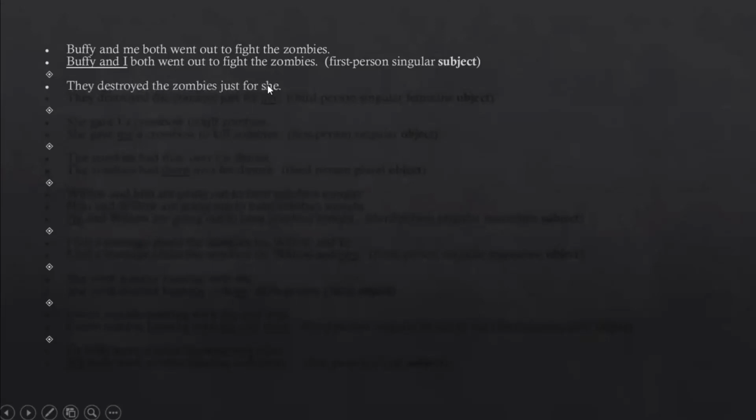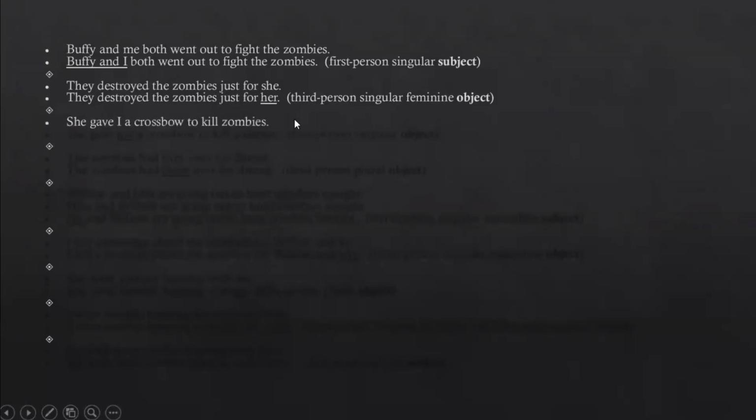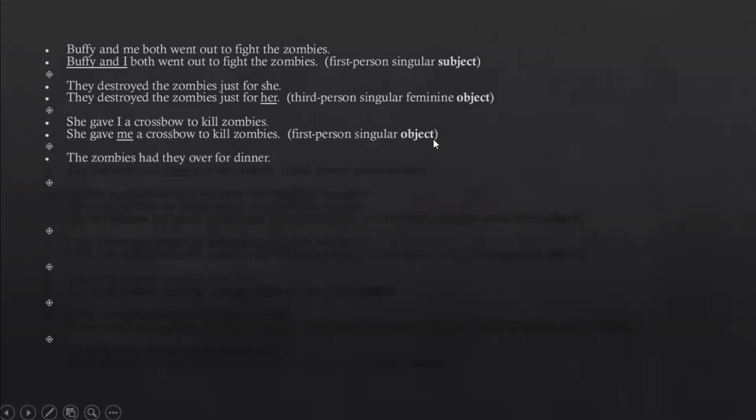They destroyed the zombies just for she. Now, objects are much more likely to be towards the end of the sentence, so it's a good bet that that's an object. She, they is fine. If it's an object, it's a third person singular feminine object. They destroyed the zombies just for her. She gave I a crossbow to kill zombies. Obviously, no one's ever going to say that. She gave me a crossbow. That happens to be the object form. And so on. The zombies had they over for dinner? No, we don't say that. The zombies had them over for dinner. Haha. See what I did there? It's a funny joke, right?